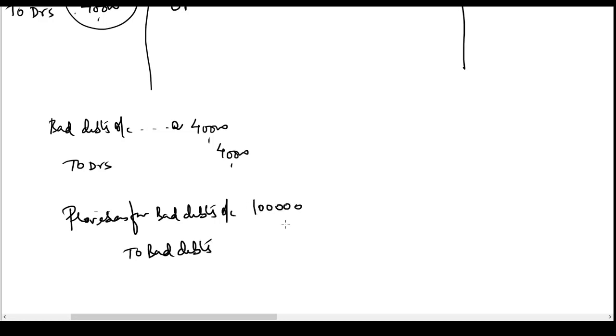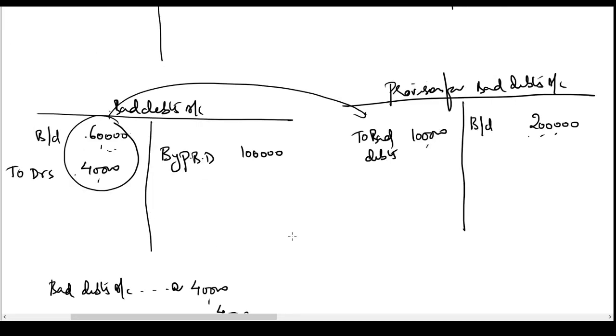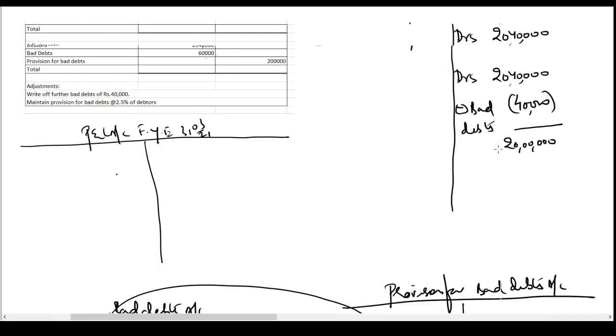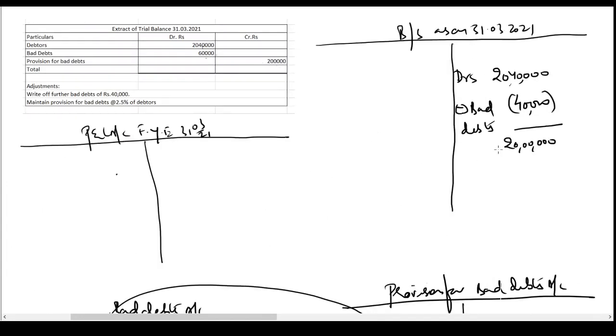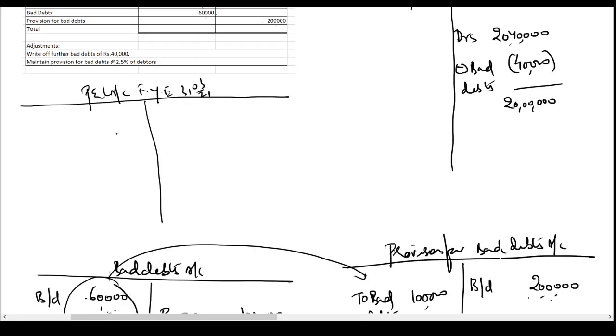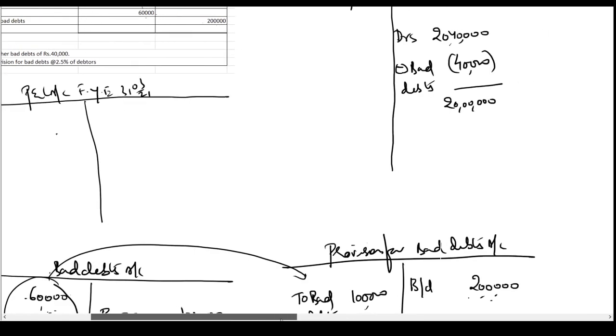1 lakh rupees is transferred to the provision for bad debts account. So this account will get closed. Now how much is there in the provision for bad debts account? 2 lakh minus 1 lakh, there is a balance of 1 lakh. But what is the question asking you to do? It's asking you to maintain a provision for bad debts at the rate of 2.5% on debtors. So debtors is showing a debit balance of 20 lakhs and we have to maintain a provision of 2.5%.